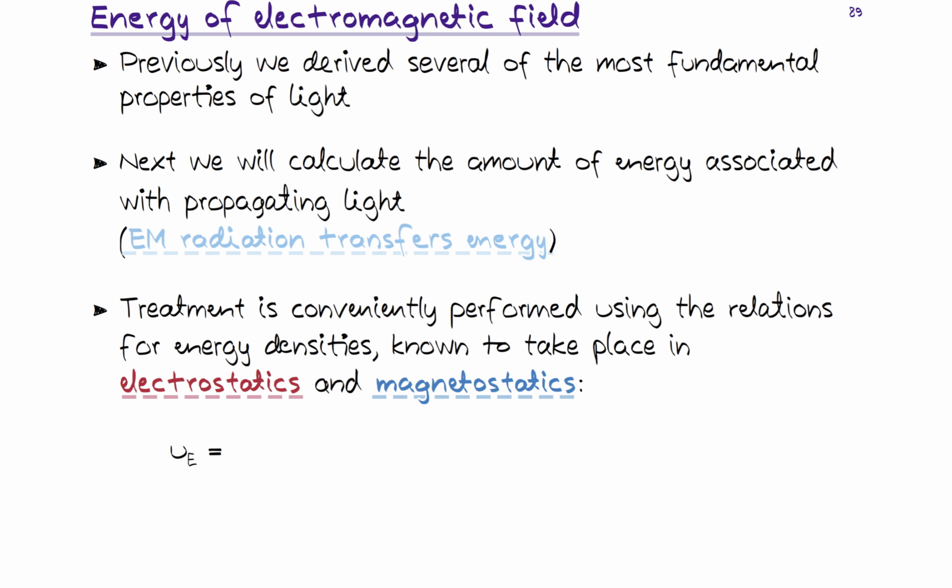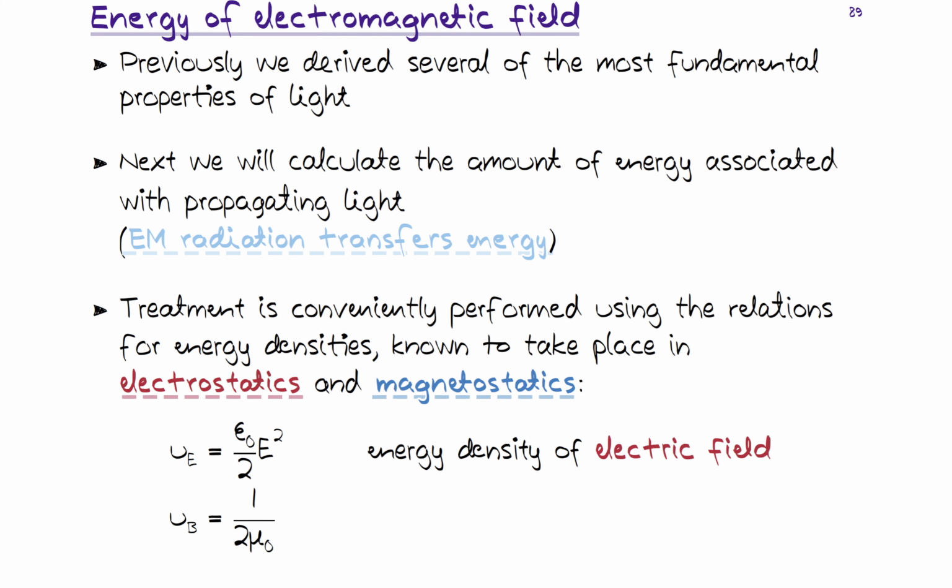So the energy density associated with the electric field is epsilon naught, the vacuum permittivity, divided by 2 times the field amplitude squared. And this is the energy density associated with the electric field. We already know this from electrostatics. And for the same kind of formulation, we can write for the magnetic field, and this is known from magnetostatics, that the energy density associated with the magnetic field is 1/2 times 1/mu naught, the vacuum permeability, times the amplitude of the B field, B squared.